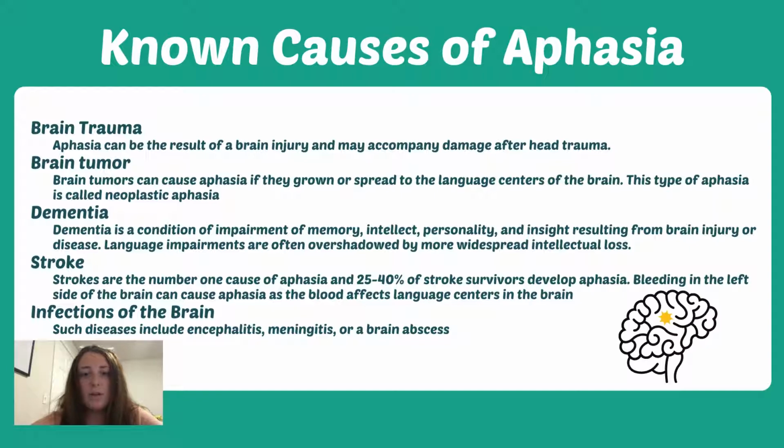Strokes are the number one cause of aphasia, with 25 to 40% of stroke survivors developing aphasia. Bleeding in the left side of the brain can cause aphasia, as the blood affects language centers in that part of the brain. Infections of the brain can also cause aphasia from diseases that include encephalitis, meningitis, or a brain abscess. All of these causes of aphasia occur when there is damage to the language center of the brain.